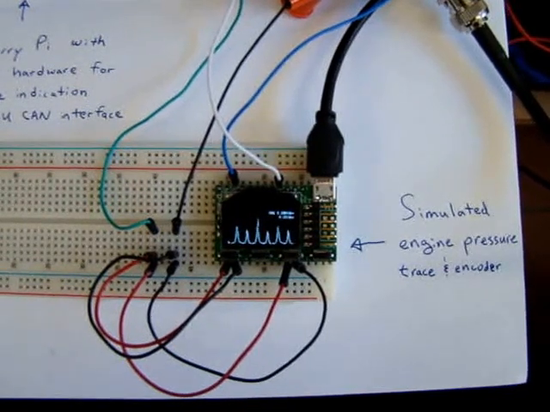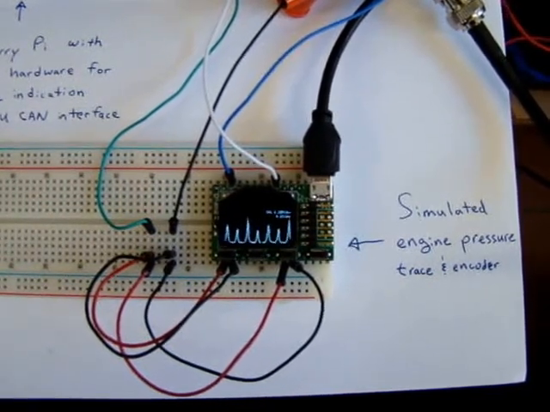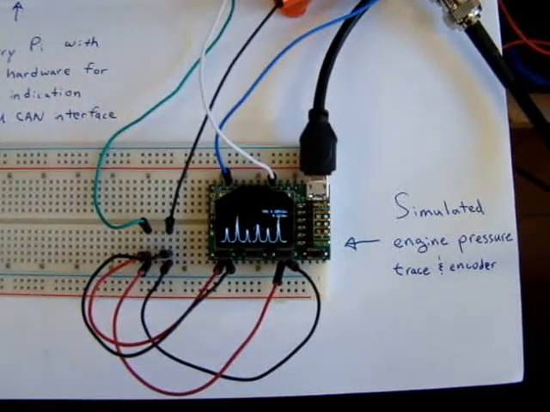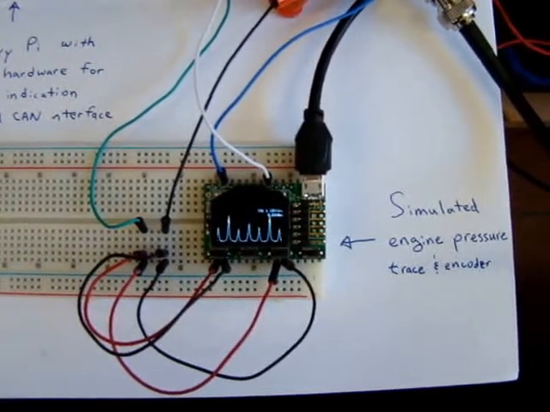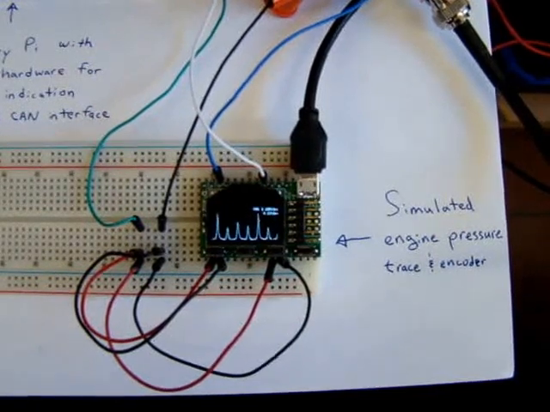I've modified the firmware so that it also outputs an encoder pulse train, which we use on the actual engine to tell where the piston is located based off of the angle of the crank.